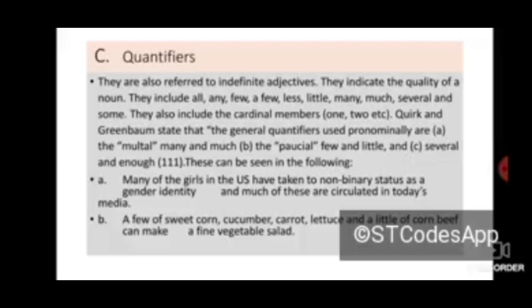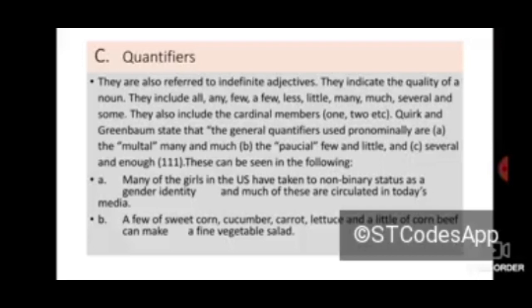So Greenbaum and Nweke state that the general qualifiers used predominantly are: A, multiple, many and much; B, partial, few and little; and C, several and enough. Those are the distinctions for qualifiers.